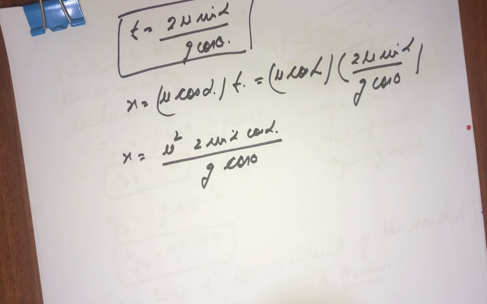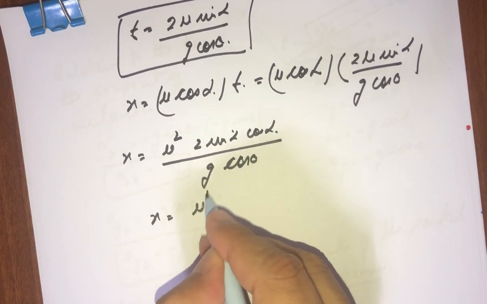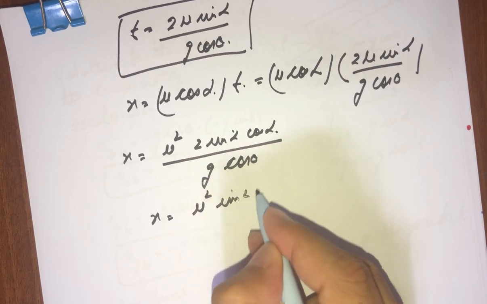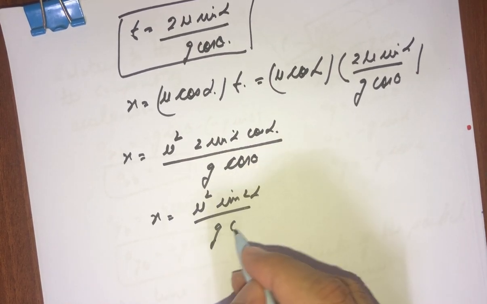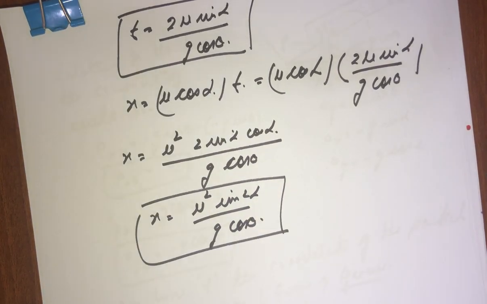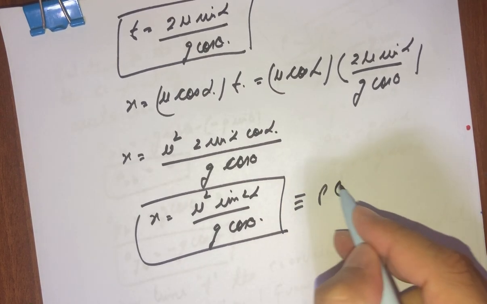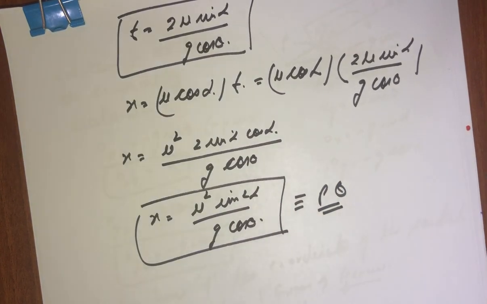Now 2 sine alpha cos alpha is sine 2 alpha, so we can say that x is equal to u square sine 2 alpha divided by g cos theta. So we found the horizontal distance, that is the distance between point P and Q, which we are going to call PQ.